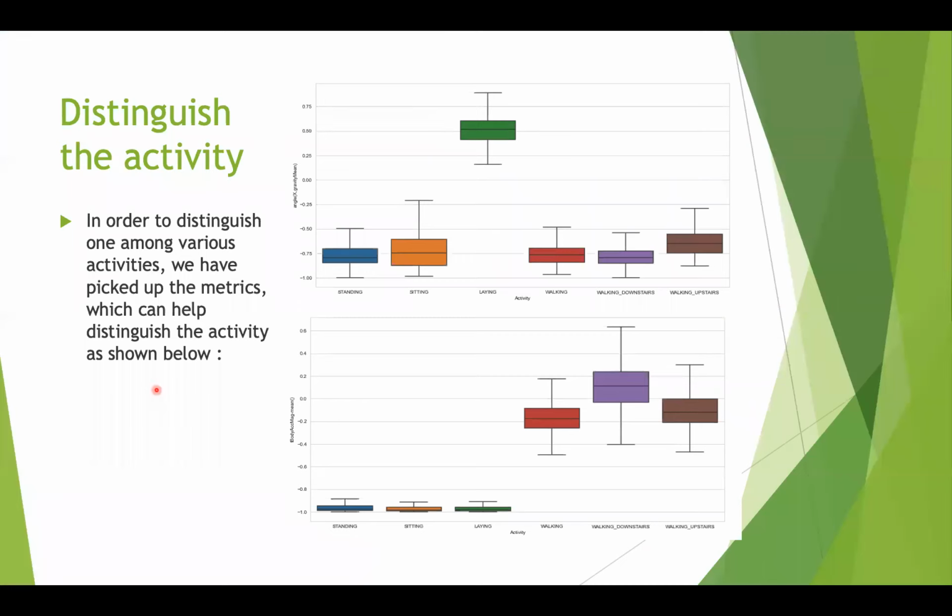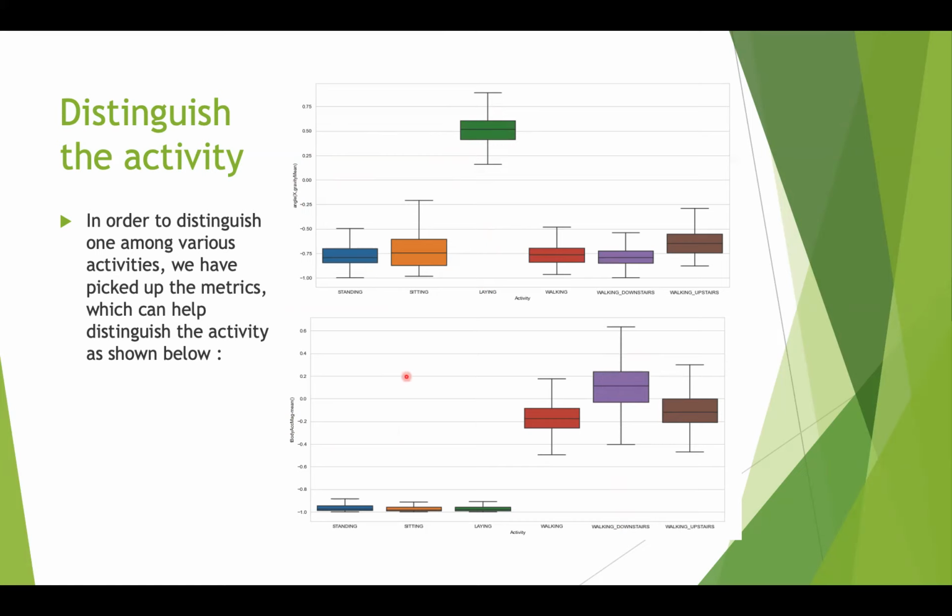Then we used box plots in order to distinguish the activities. We wanted to clearly identify that particular feature or metric which can help us. Just for the sake of explaining this box plot, I've taken these 2 different metrics. For example, with the angle of the x-axis with gravity mean, we could clearly distinguish that the laying activity is showing up at maybe more than 0.5 at the 50th percentile or the mean. Similarly, with T-body accelerometer magnitude mean, we're able to see that the 50th percentile or the mean of the walking downstairs metric has been more than 0.0.